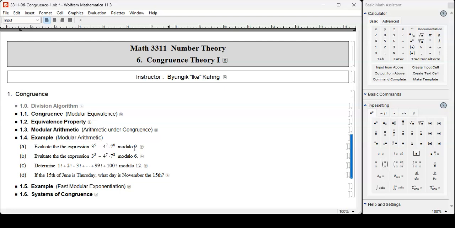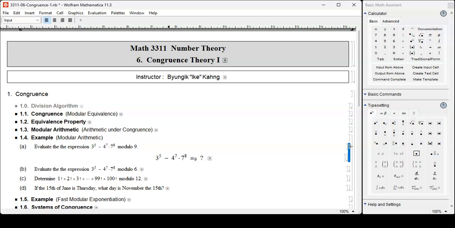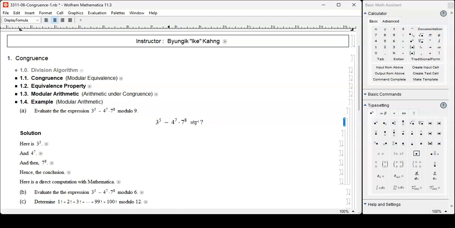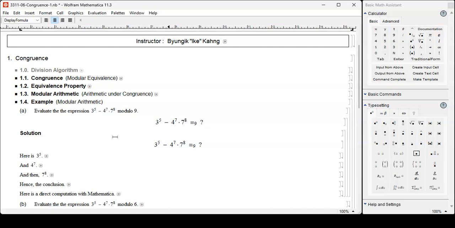Now let's do some applications. Here's an example. Evaluate this expression, 3 to the 5th power times 4 to the 7th power times 7 to the 8th power, modulo 9. And then the same thing modulo 6. I have a feeling we have two different answers. We'll have time for only one of them, so let's do this computation. So 3 to the 5th power times 4 to the 7th power times 7 to the 8th power is congruent to what?